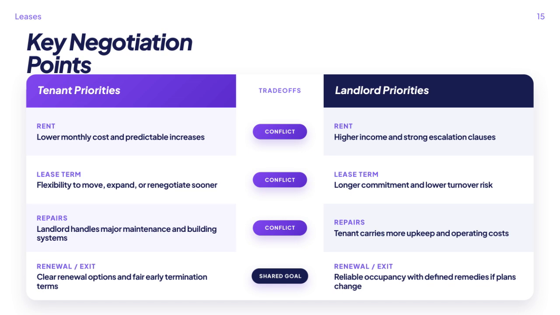When it comes to renewal and exit terms, tenants value clear options to renew and fair conditions for early termination, providing them with flexibility and peace of mind. Landlords focus on reliable occupancy and want defined remedies if tenants change their plans, ensuring stability in their property management. Despite these differences, there is a shared goal for both parties to create a fair, manageable lease that supports a successful long-term relationship. These key negotiation points, rent, lease term, repairs, and renewal or exit provisions, are where tenant and landlord priorities often intersect and must be carefully balanced to achieve mutually beneficial lease agreements.